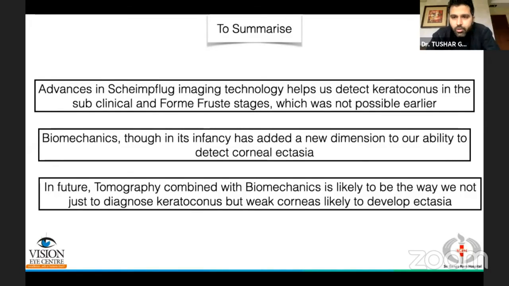And the future, I do believe, lies in combining tomography with biomechanics. And it is meant to not just help us diagnose keratoconus or diagnose ectasia, but to be able to detect weak corneas in their infancy before they even develop ectasia, so that we can treat them or at least prevent the development of ectasia by not intervening with a refractive surgery.